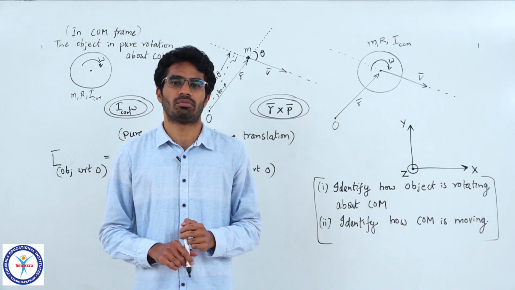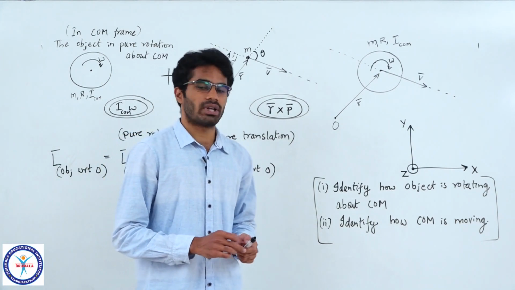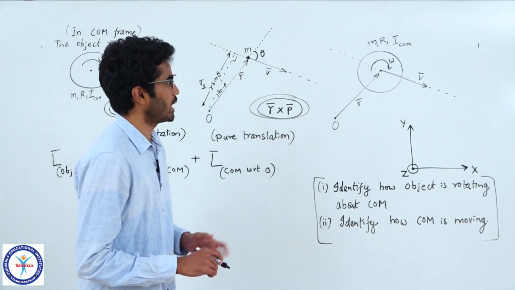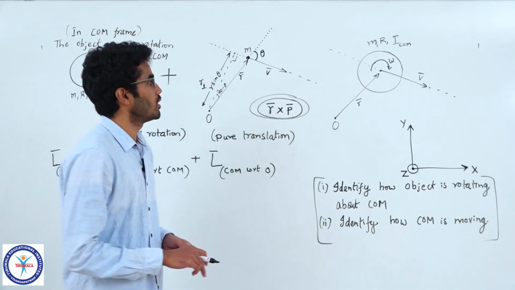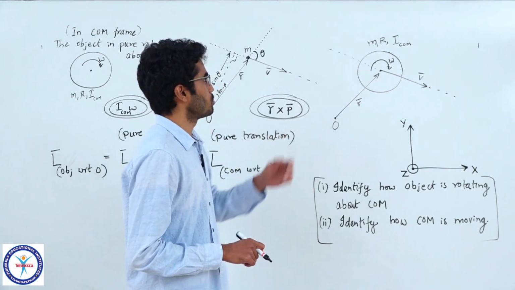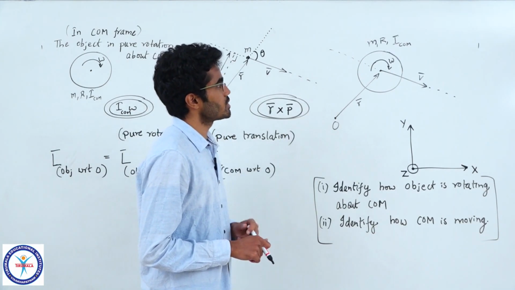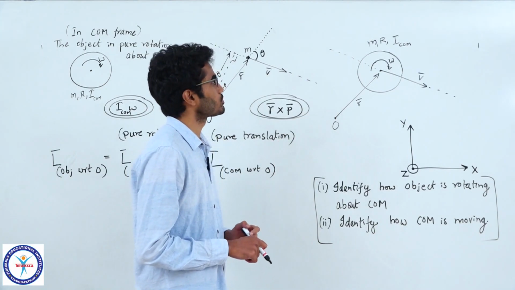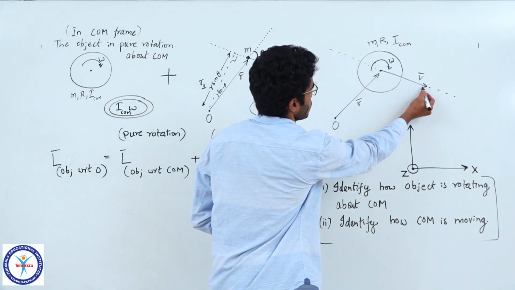Let us discuss angular momentum in the case of rolling. Before that, let us see how we write the angular momentum expression for any object which has both translation and rotation. Here I am showing a spherical object. It has a mass m, radius r, and a moment of inertia I about its center of mass. Now, this vector here shows the velocity of the object.